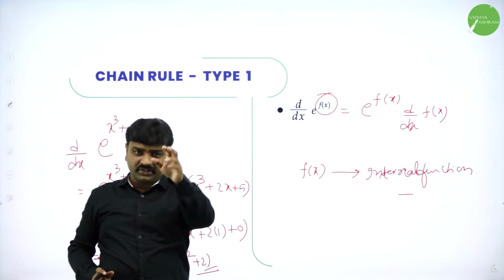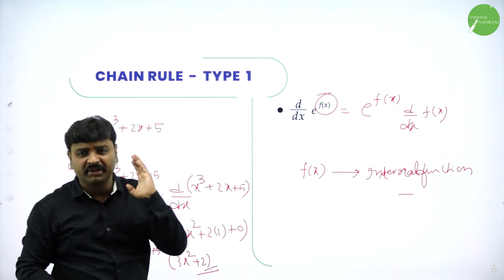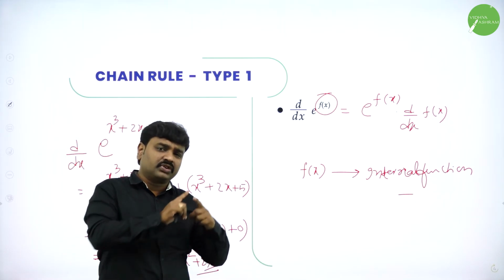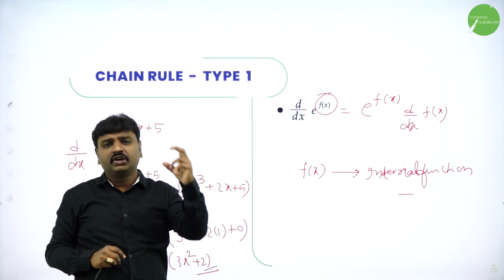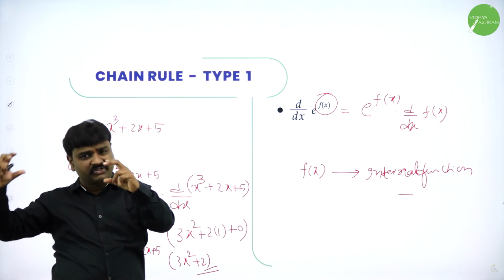So in e power f of x, f of x acts as what? Internal function. d by dx of... see, now three types I've covered. First one is d by dx of [f of x]^n, which is n into [f of x]^(n-1) into d by dx of f of x.